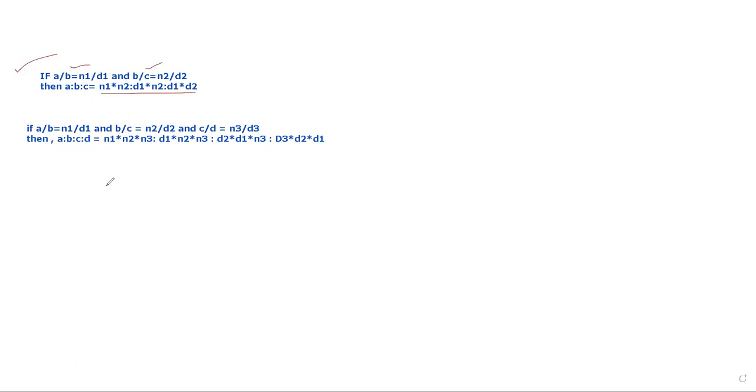Then if we have to calculate A is to B is to C is to D, how can we calculate the ratio at that time? For example, if we are given A by B is equal to N1 by D1, and B by C is equal to N2 by D2, and C by D is equal to N3 by D3, then the question will ask you to calculate the value of A is to B is to C is to D. Then in that case, how can you proceed? You have to simply apply this one formula.